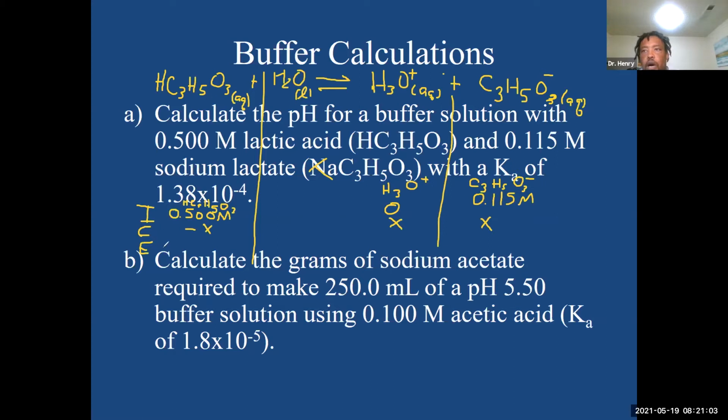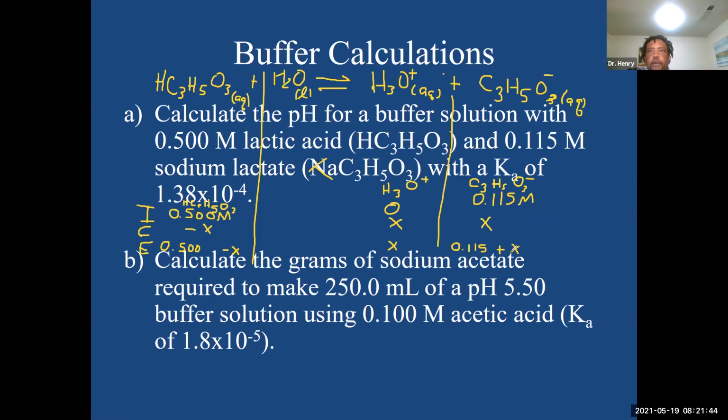Okay, so then at equilibrium, we're going to have 0.500 molar of this guy minus X. This guy is going to be X. And then this guy is going to be 0.115 plus X.